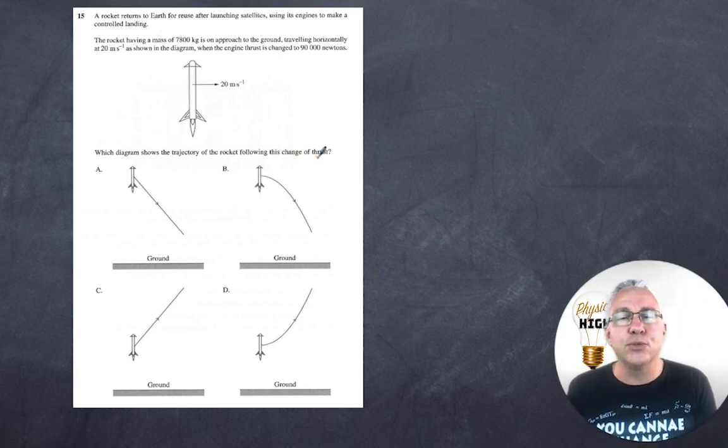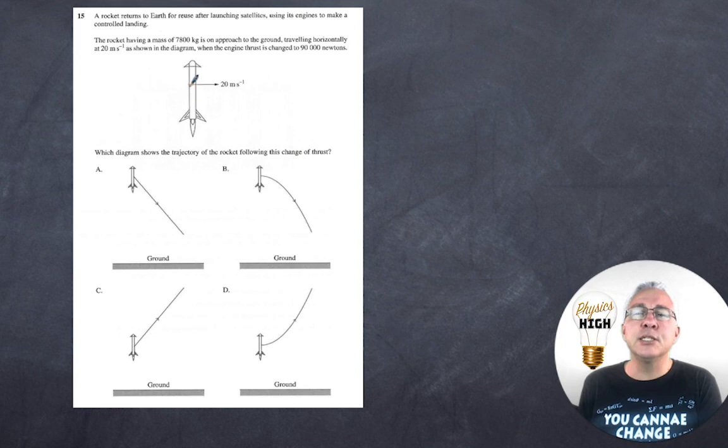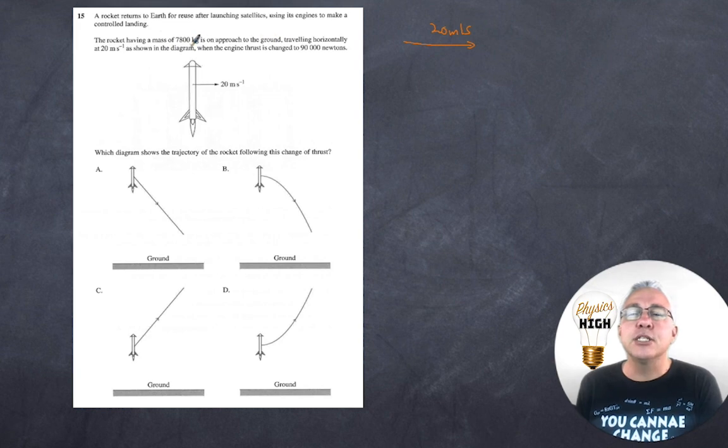Now, this is again module 5, but it's really about understanding the relationship of the forces. Let's break this down. This is moving in that direction at 20 meters per second, which is a constant velocity. The question is, what does the thrust of 90,000 newtons do? Well, the fact is that at the moment it's traveling at a constant velocity. So what that means is that the thrust it's experiencing at the moment is basically balancing out its weight.